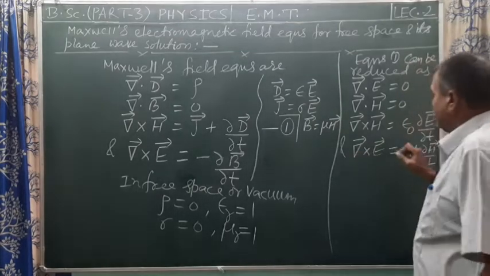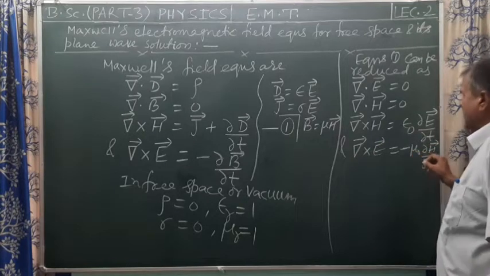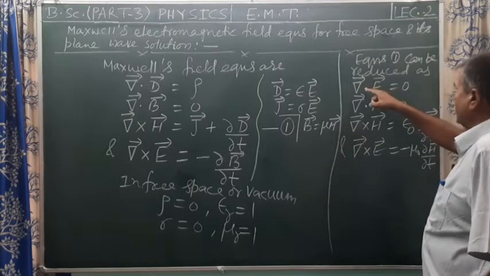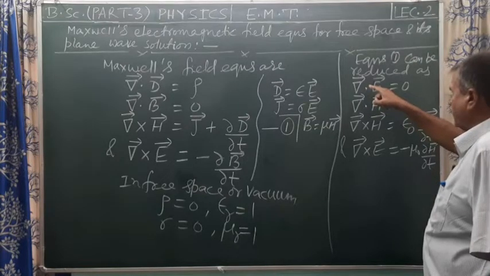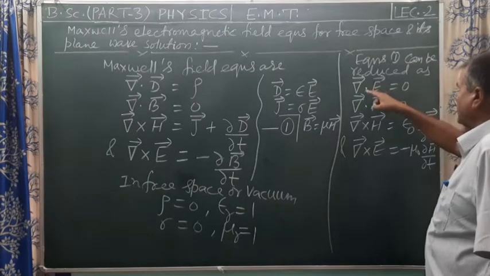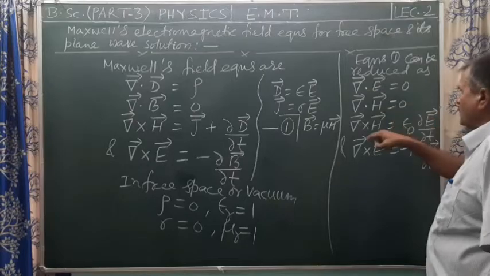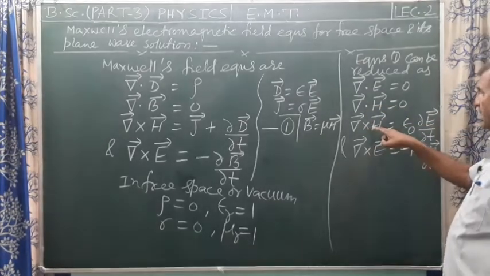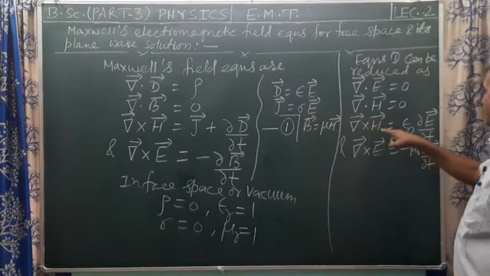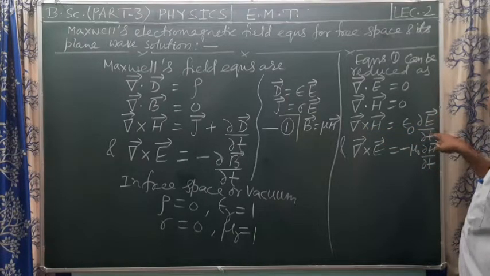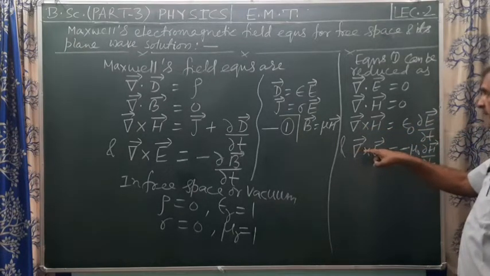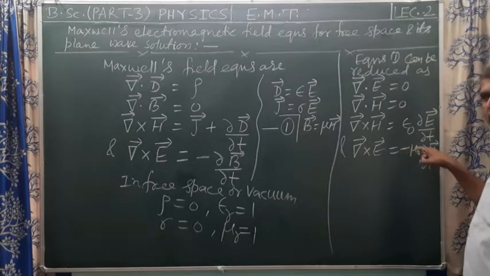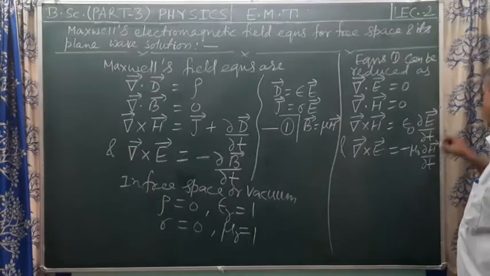That is equation 2d. First equation in free space, Maxwell's first field equation for free space, is del vector dot E vector is equal to 0. Second one is del vector dot H vector is equal to 0. Third one is curl H, that is del vector cross H vector is equal to epsilon naught del E vector by del t. And fourth, Maxwell's fourth field equation is curl E, that is del vector cross E vector is equal to minus mu naught del H vector upon del t.